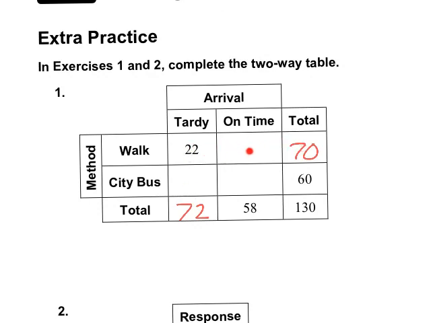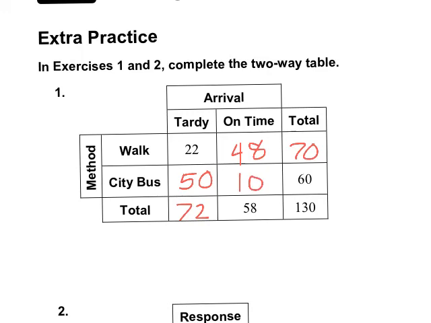So filling in this box here, I have 70 total. I want to take away the 22, so 70 minus 22 is 48. And then 72 minus 22 is 50 here. And then you can go either direction that you want. I'll just go across since they're nice whole numbers. 60 total, 50 tardy, so there would have to be 10 in this box.